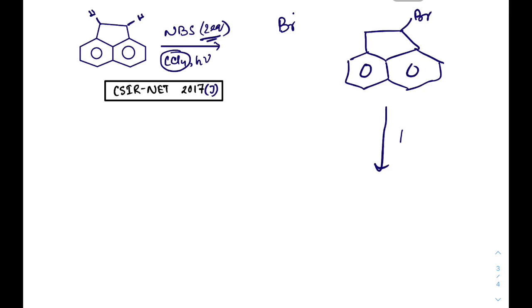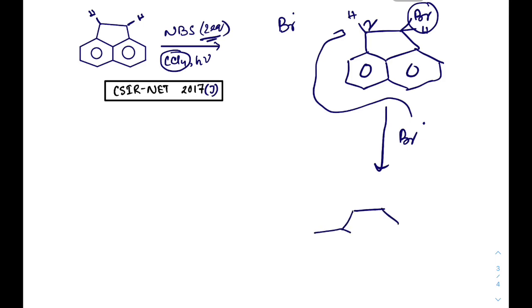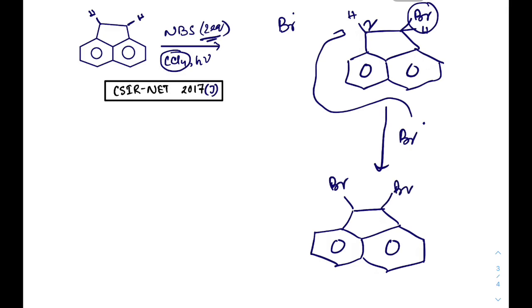But after that the bromine dot has two choices to react. One is from this allylic hydrogen, another is from this allylic hydrogen. But as this allylic hydrogen is sterically hindered due to the presence of another bromine, it will go for that hydrogen and form the radical over there, and this radical will take another Br dot and form this type of product. Right? So this is the answer. This is very simple, but we have to take care whether the solvent is polar or apolar.